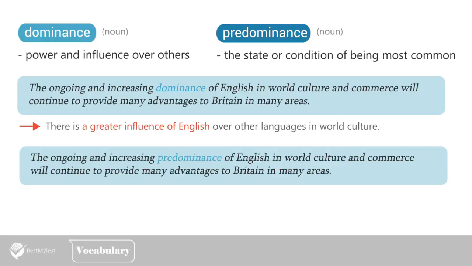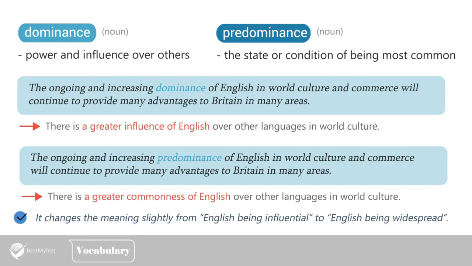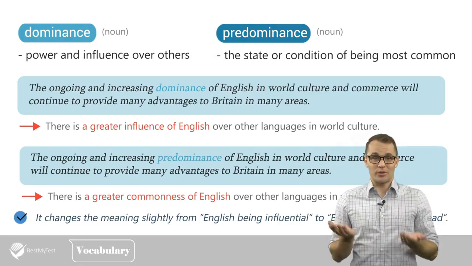If we replace dominance with predominance here, we imply that there is a greater commonness of English over other languages in world culture. So we can change dominance to predominance in this sentence, but it changes the meaning slightly from English being influential to English being widespread. Let's look at another example using predominance.